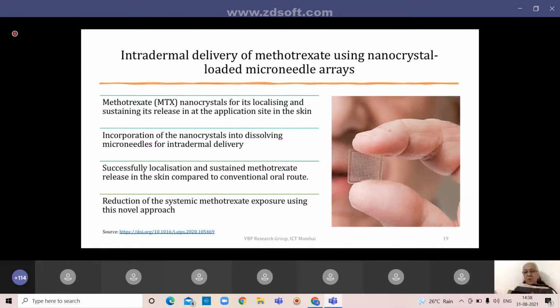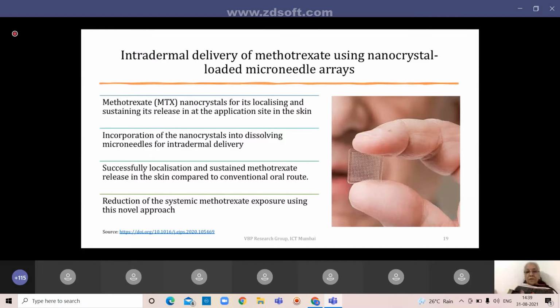Another area, we have talked about oral, we talked about pulmonary. Can it be used for transdermal? Yes. Researchers have used these nanocrystals for localizing and sustaining their release at the application site in the skin. Many times you do not want drug to go to the systemic circulation. You want them to be staying in the epidermis because that's their site of action. So can methotrexate nanocrystals be formed which get localized and give sustained release over a period of time? And can that system be better than the oral route where you know there will be a total exposure to all the organs of this particular drug, which obviously you know is an immunomodulator drug. So you don't want that.